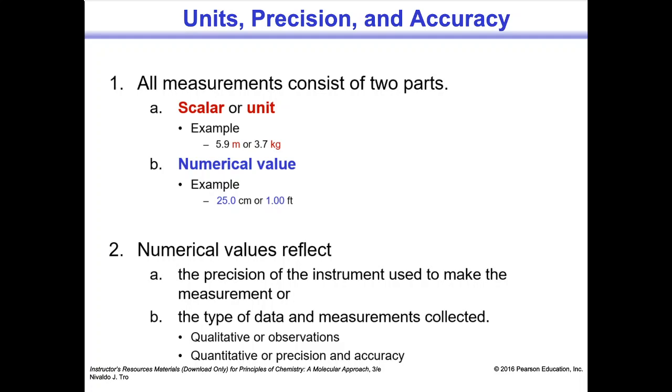Based on what type of data we're looking for will affect what type of unit we have, or what type of precision we have. If we need high precision, we're going to use a high precision instrument. If we don't need a lot of precision, we won't use that equipment.